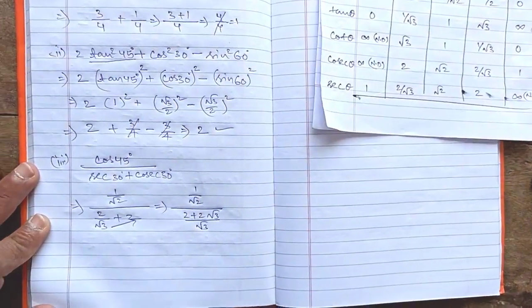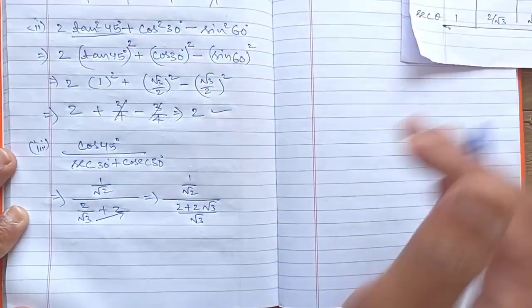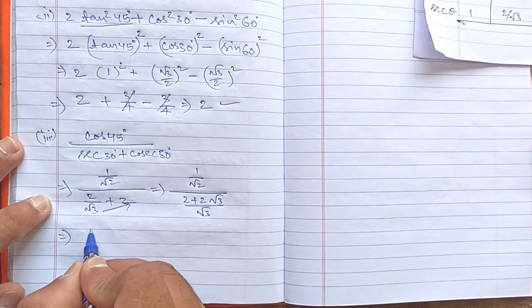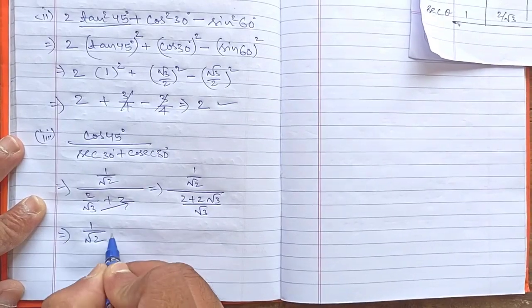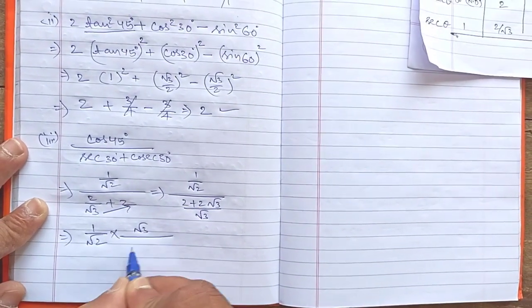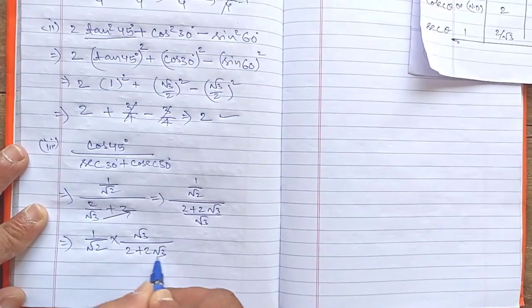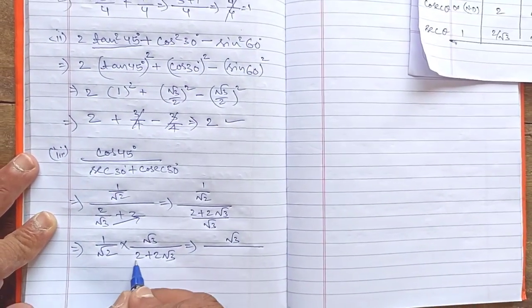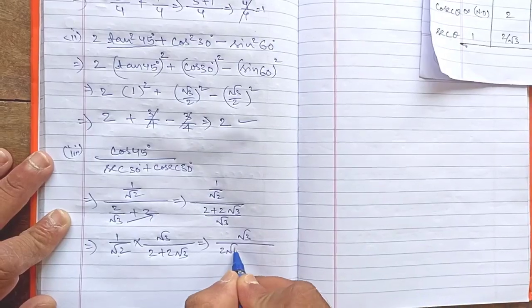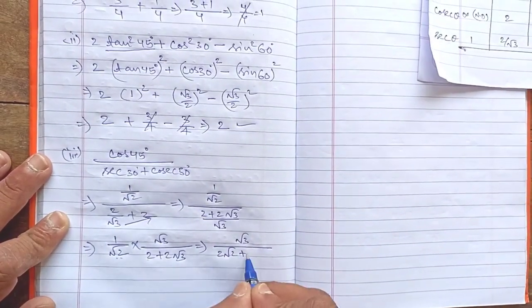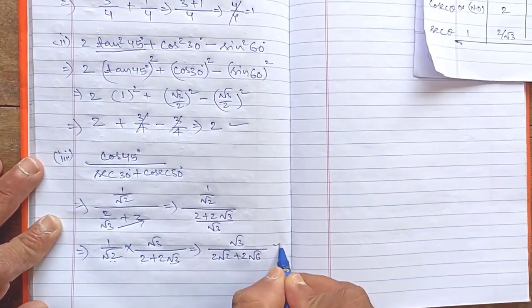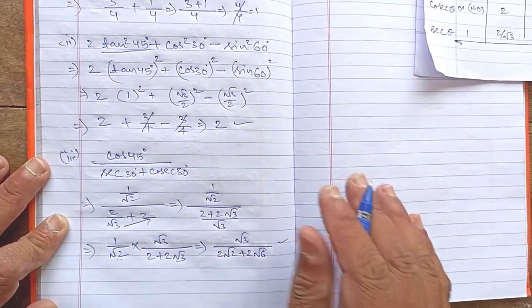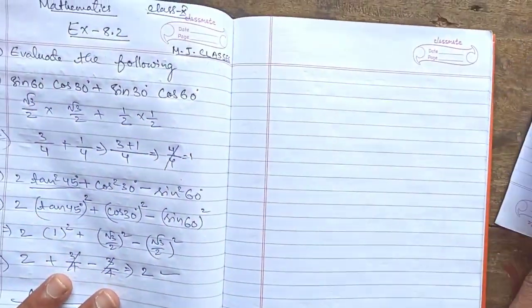Now we will just arrange the terms. 1 by root 2 into root 3 by 2 plus 2 root 3. Just multiply: root 3 by 2 root 2, plus 2 root 3, gives 2 root 6. This is the answer.